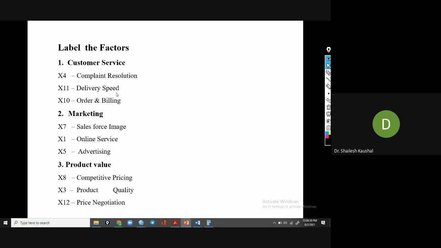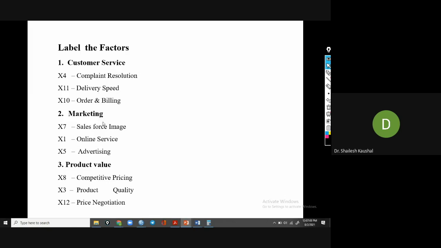I have given the name customer service, because complaint resolution means the buyer is not getting the after-sales service, that is why he is complaining; it is related to service. Delivery speed, he is not getting the product on time, again related to service, because service is poor. Order and billing is not good. So all three variables are related to customer service. It's the researcher's choice to give the name. I have given the name customer service, you can give the name after-sales service.